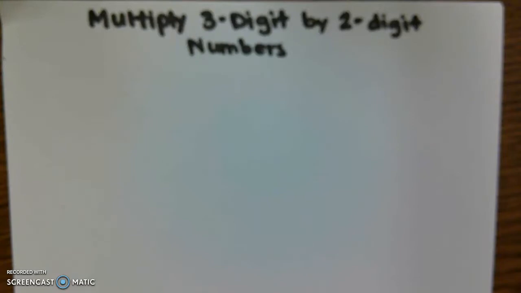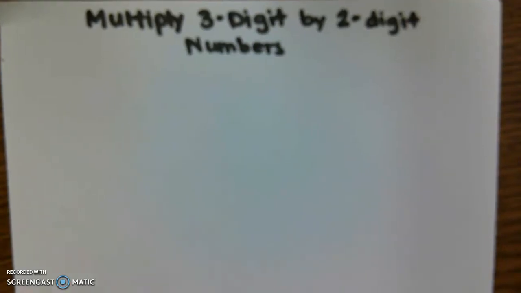So if we do an example problem, let me get a marker here, if I can find one. They're all hidden. Okay.